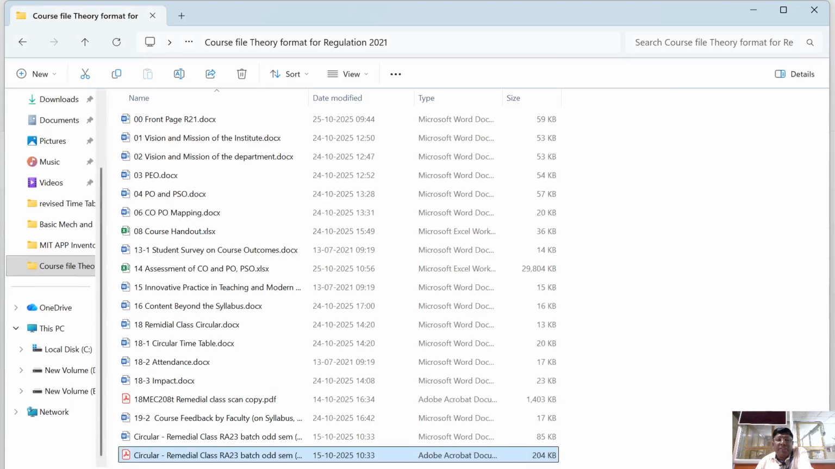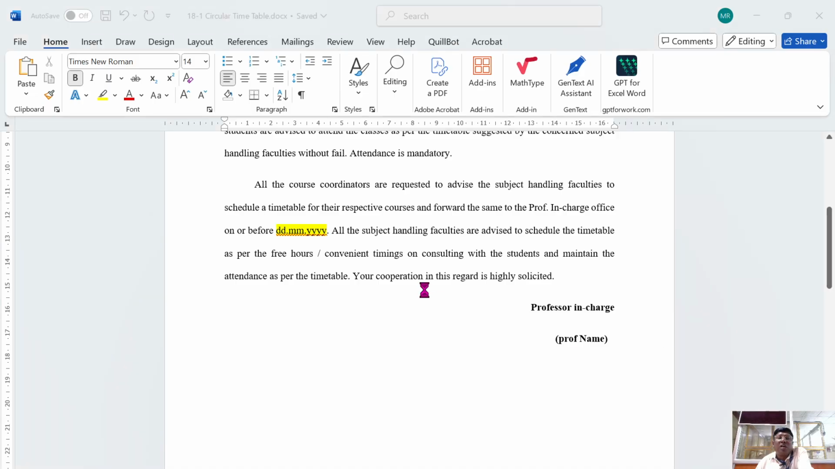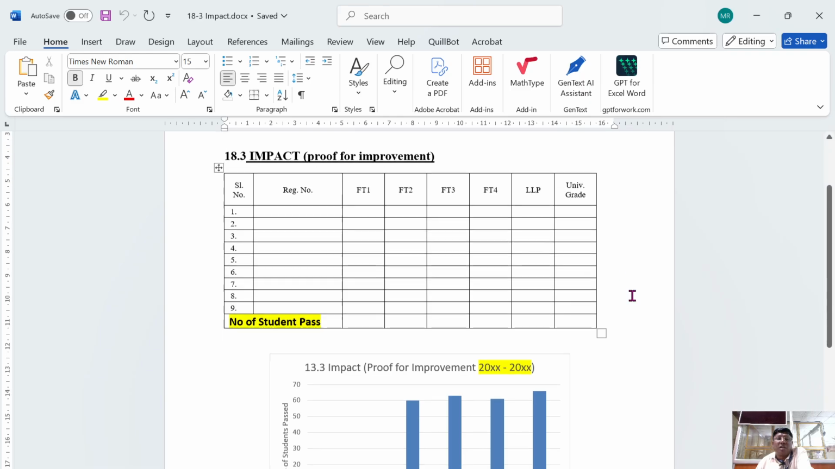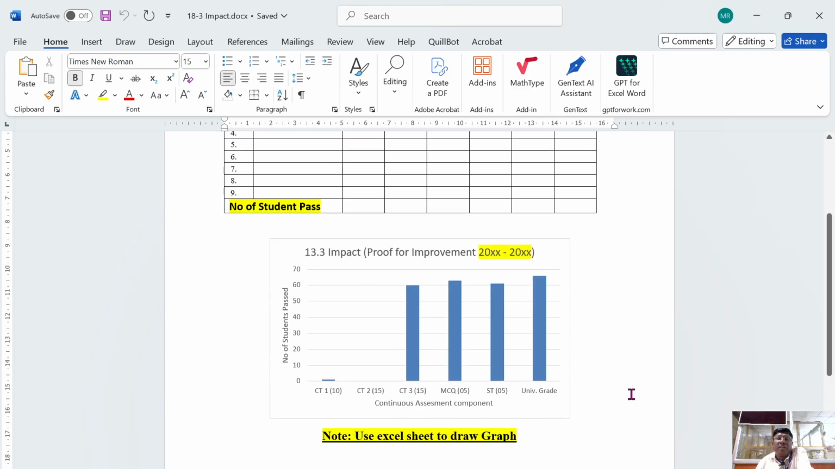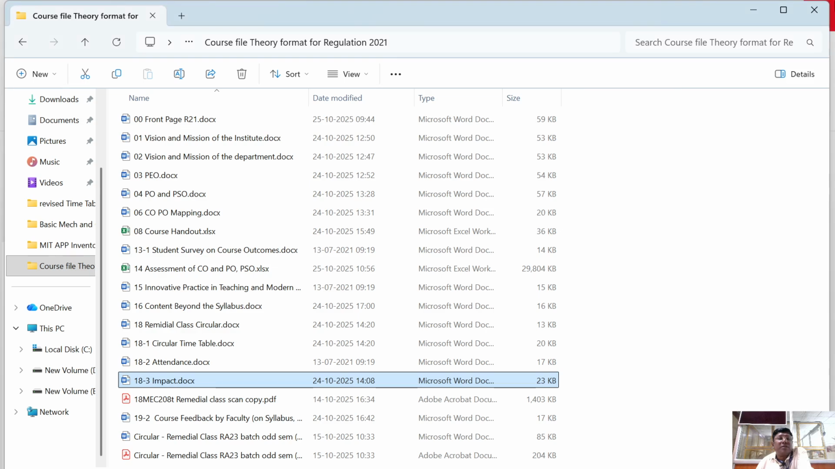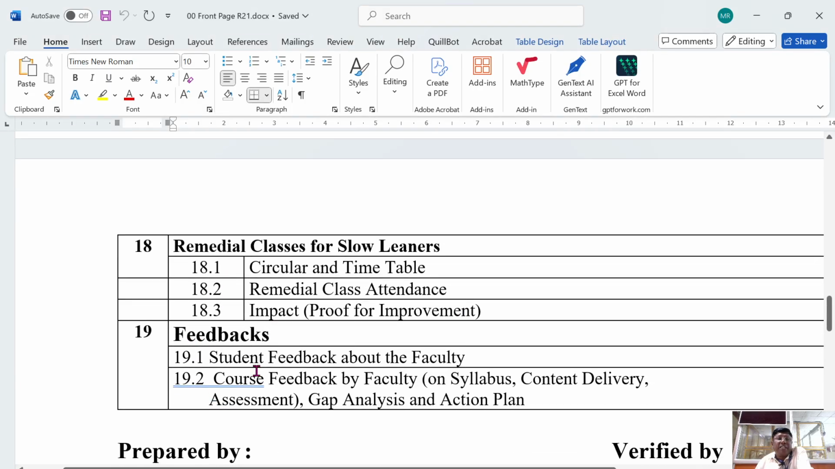Then we have to give the impact analysis, whether it has improved or not. The register numbers of students when we conducted the remedial classes and whether they improved or not, and what the improvement is, has to be written here in the improvement analysis. Okay, then feedback from the students about the faculty.